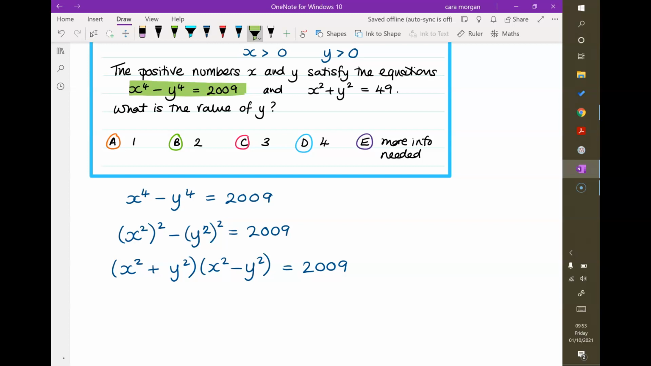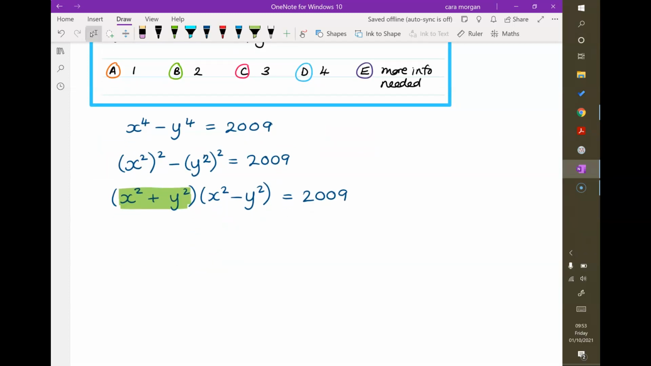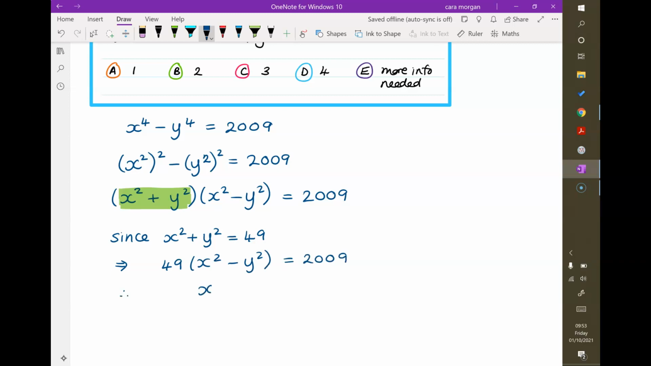Now, I'm also told in the question that x squared add y squared is 49, and I can see that x squared add y squared is now a factor in this equation. So I'm going to write down that since x squared add y squared is equal to 49, that must imply that 49 lots of x squared subtract y squared is 2009. And if that's true, then x squared minus y squared is going to be 2009 divided by 49.